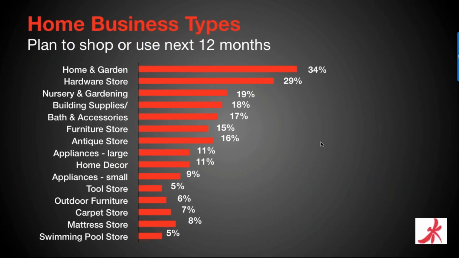One of the questions relating to business type is, which types of businesses do you plan to shop at in the next 12 months? Because what's great about the research is it's forward looking. What do you plan to buy? You see up here on your screen an example of some of the home related business categories we asked. Everything from a hardware store, a furniture store, even a tool store, carpet store, mattress store.